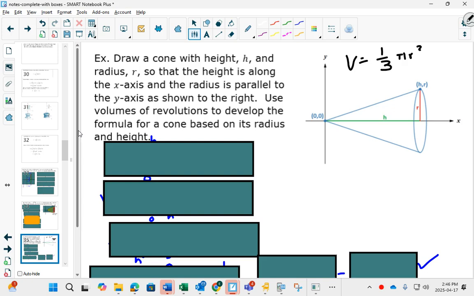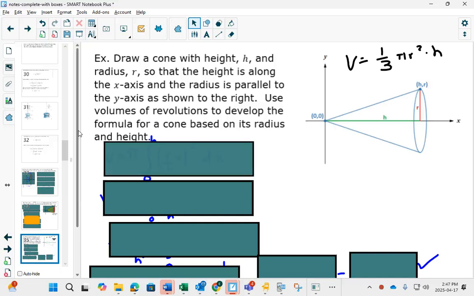Pi r squared, because that was the circle at the bottom, times the height, pi r squared h. Fascinating. We now get to use integrals and calculus to make this formula. I forgot what the formula is, but I could draw this out. And I have a volume of revolution, because you would add up all those circles to the very end. But in order to do that, I'm going to need to know what this function is.